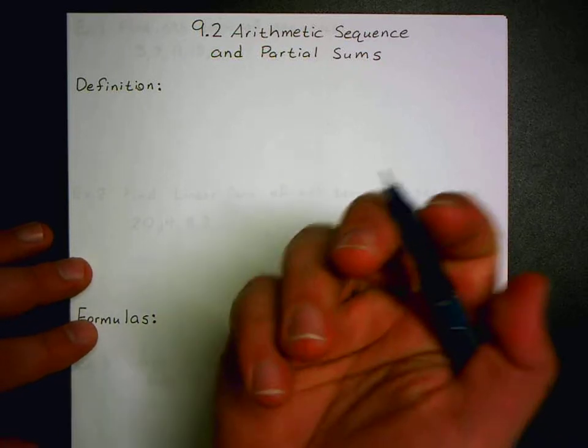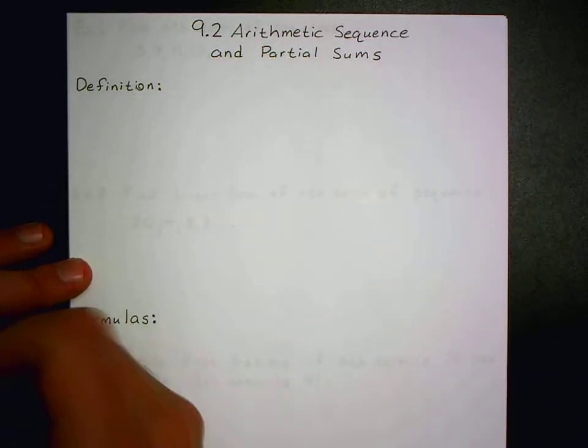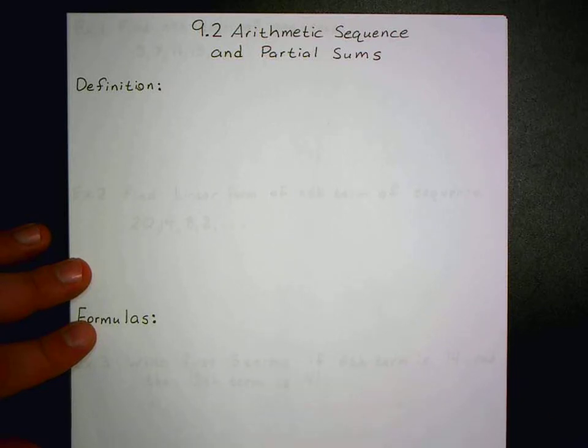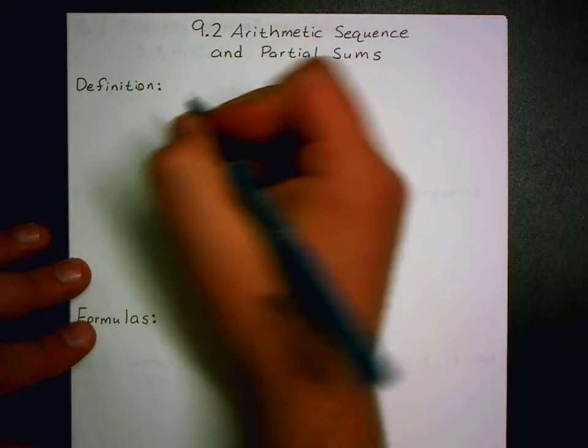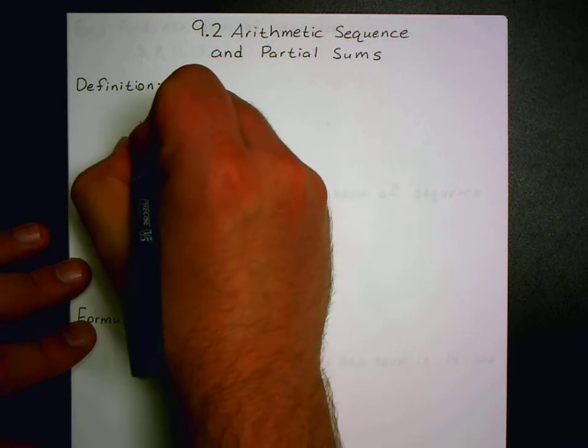Okay, definition of arithmetic sequence is a sequence where you add the same number every time. So, the even numbers.